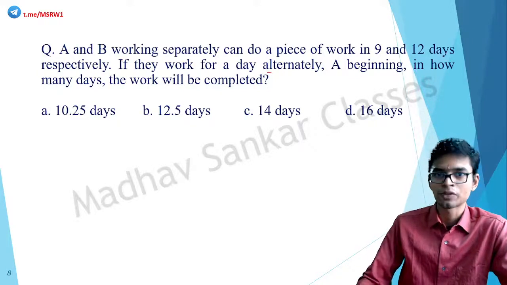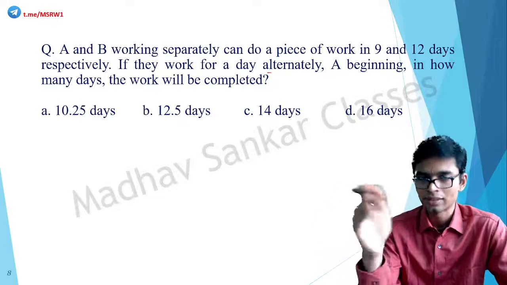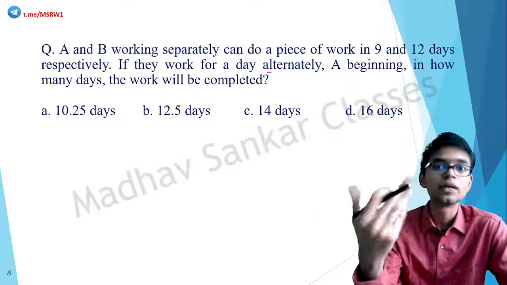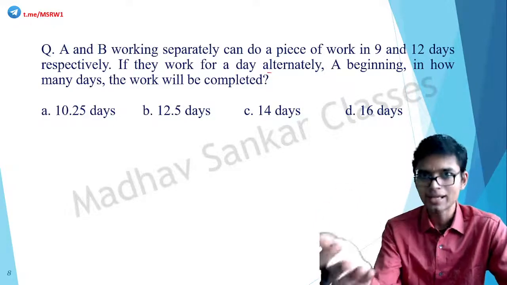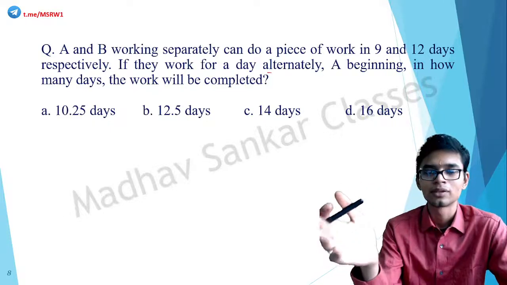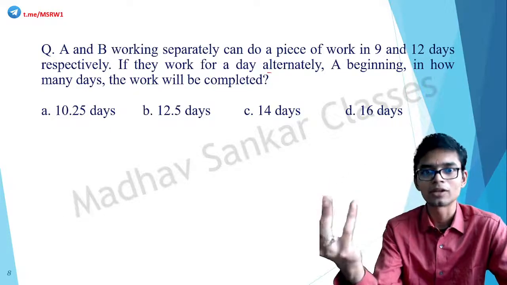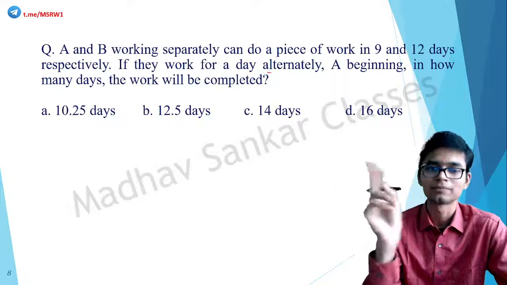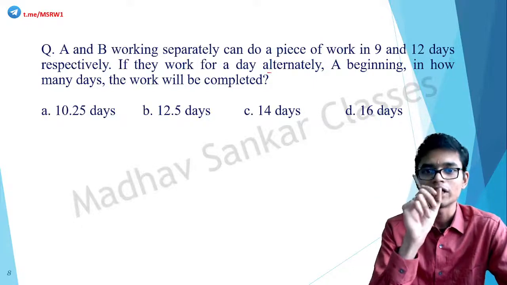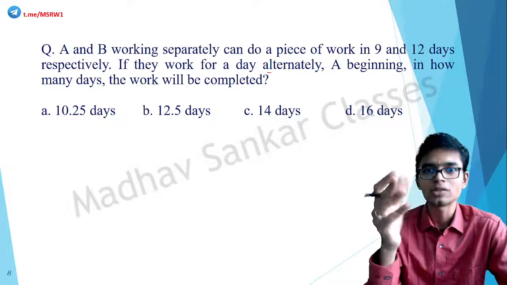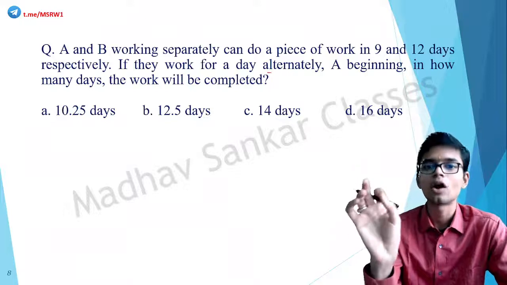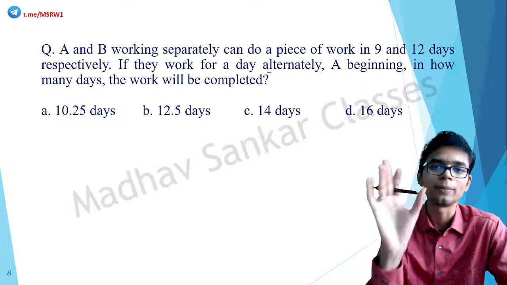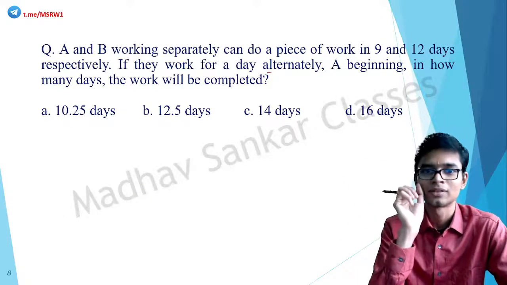That is the question. So one day A will work. The next day A won't be there, B will be working. The next day again A comes back and he will work. The next day B comes back and B will work. So alternatively they are switching. Clear? So if it alternates like that, how many days will it take for them to complete the work? That is the question.